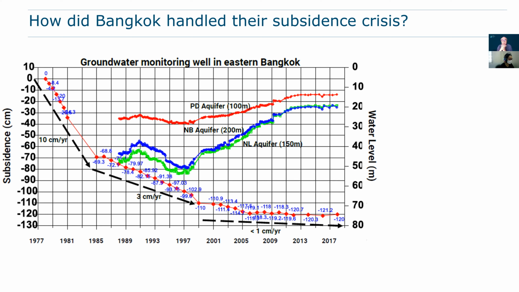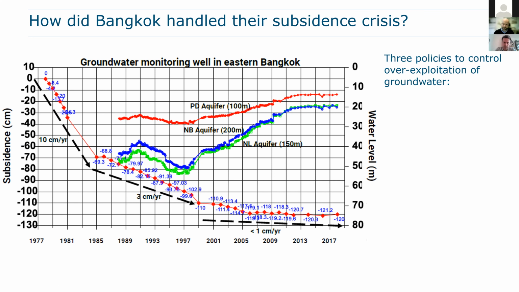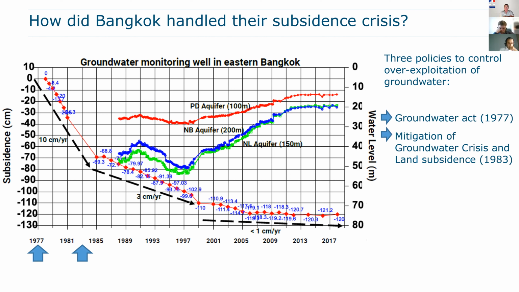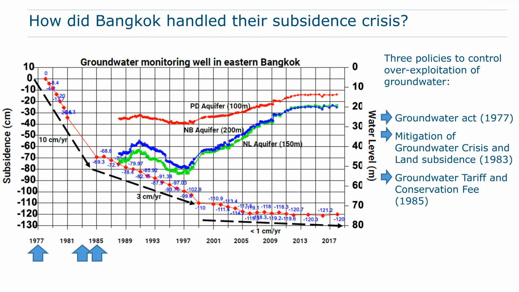and subsidence. And the red line here is subsidence going down, and then in these other lines we see the water levels of different aquifers under the city. And Bangkok implemented 3 policies to control over-exploitation of groundwater. So the first one was in 1977, then there was another one in 1983, and one in 1985, in which they actually started putting a tax on the extraction of groundwater.